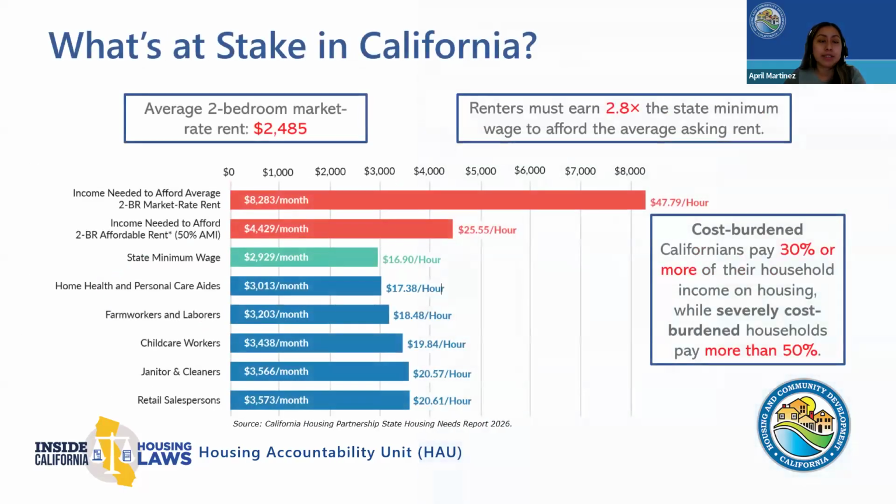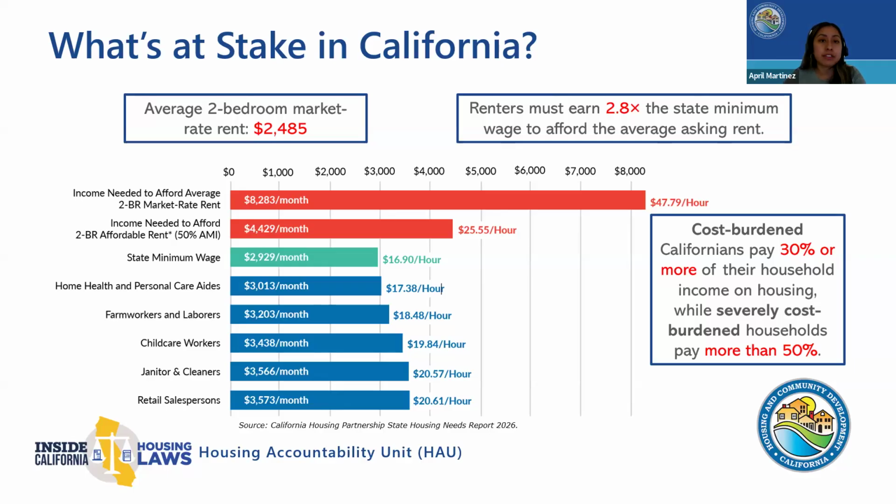Next slide. So what is at stake in California and for renters? Well, more than half of Californians' 6 million renter households are lower income. So to further analyze the loss of at-risk properties at the level of a household, we can compare the average asking market rent for a 2-bedroom apartment and the income needed to meet the asking rent. With the average 2-bedroom market rate rent being approximately $2,485, renters must earn 2.8 times the amount of state minimum wage to afford the asking rent.